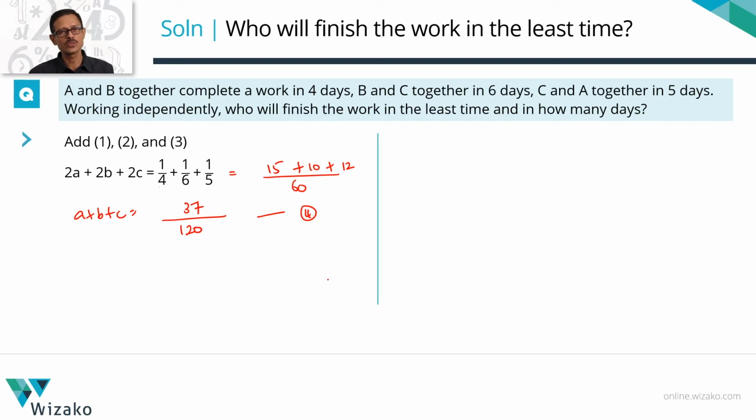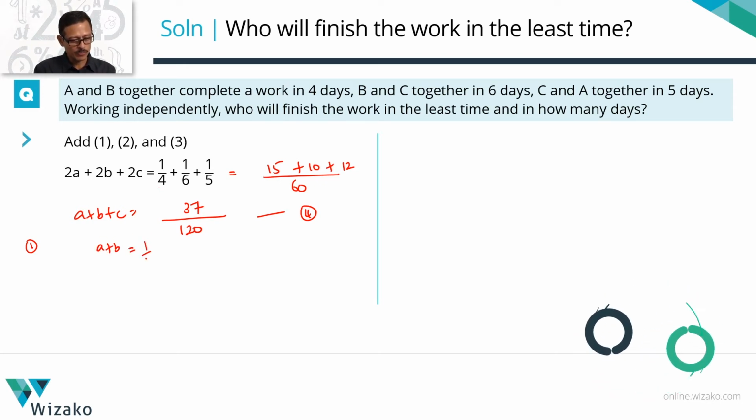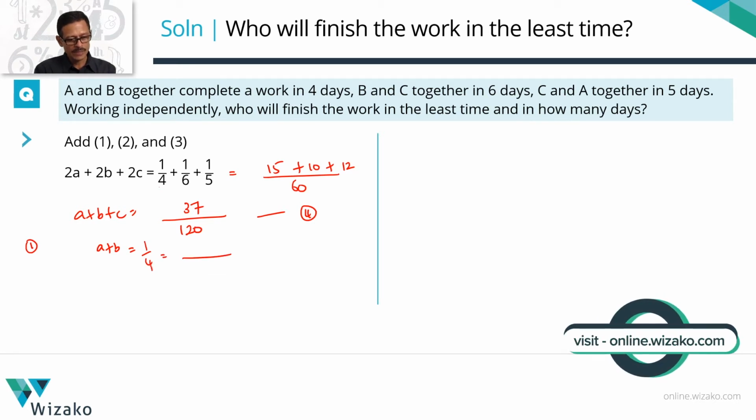I just want to walk you through both of them. Let me subtract equation 1 from it. What is equation 1? A and B finish 1/4 of the work in a day. So A plus B is equal to 1/4. What I'm going to do is make this denominator 120, so the numerator correspondingly will become 30. So 30/120 is the same as 1/4.